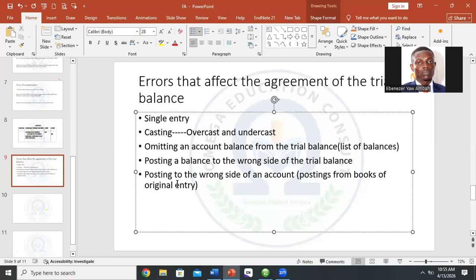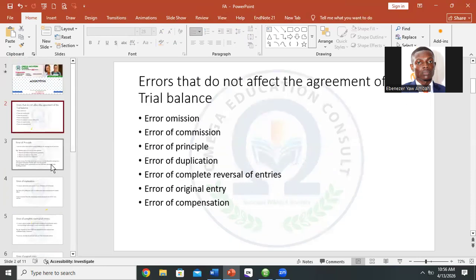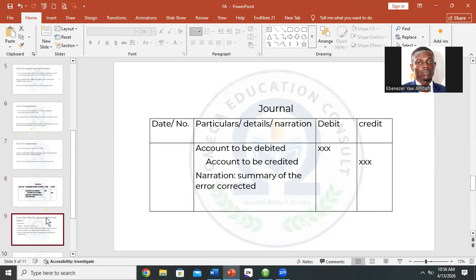Under the errors that affect the trial balance, trust me, there are several errors, but if you get these errors I've taken you through, then you can apply the analysis strategy to any other error and you can correct any accounting error that may come your way. So this is what I'm giving my professors as summaries. The errors that do not affect the agreement of the trial balance, we saw how many? 7 of them, right? Omission, commission, principal, duplication. And then for errors that affect, I've taken you through 5.